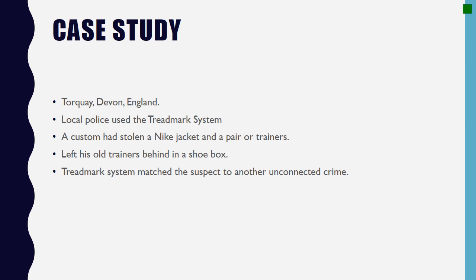The police had little to go on until 3 weeks later, when store staff opened a shoebox to find a pair of old shoes inside. The criminal who had stolen the jacket had also swapped his shoes for a new pair of trainers. Detectives scanned in the soles of the old shoes, and the trademark system matched them to the shoes of a man who had been previously arrested for an unconnected crime. Confronted with the evidence, this criminal pleaded guilty to both offences.